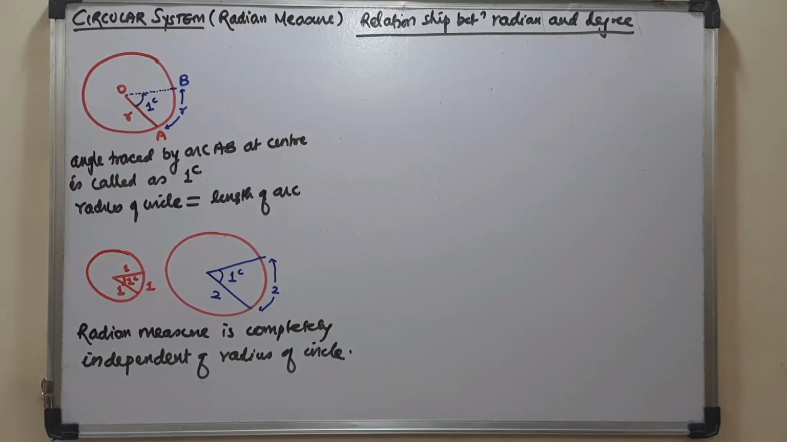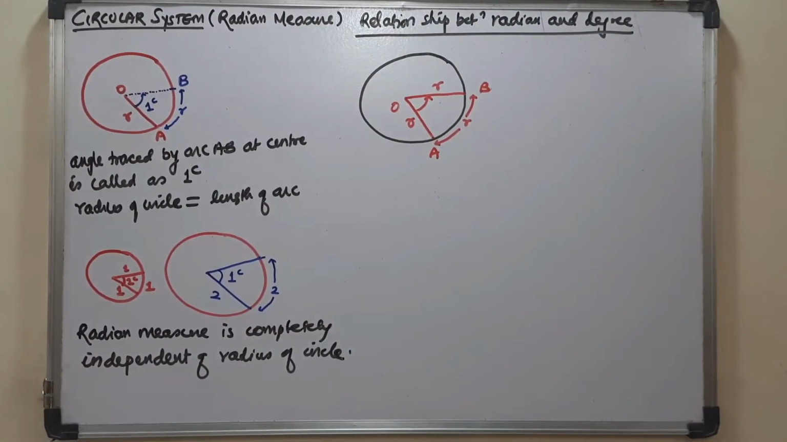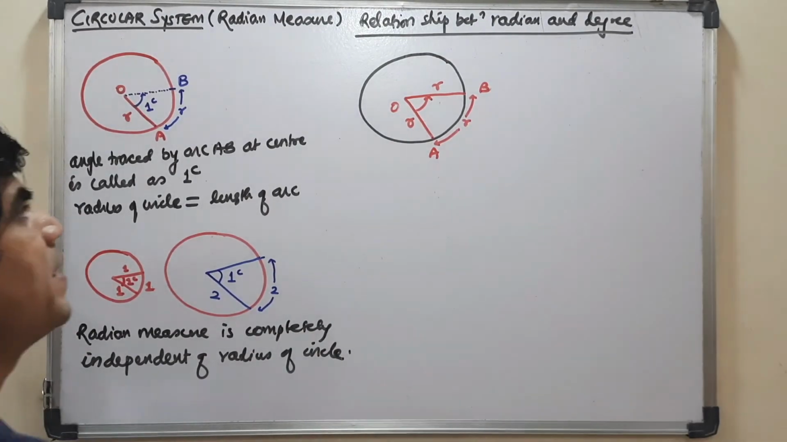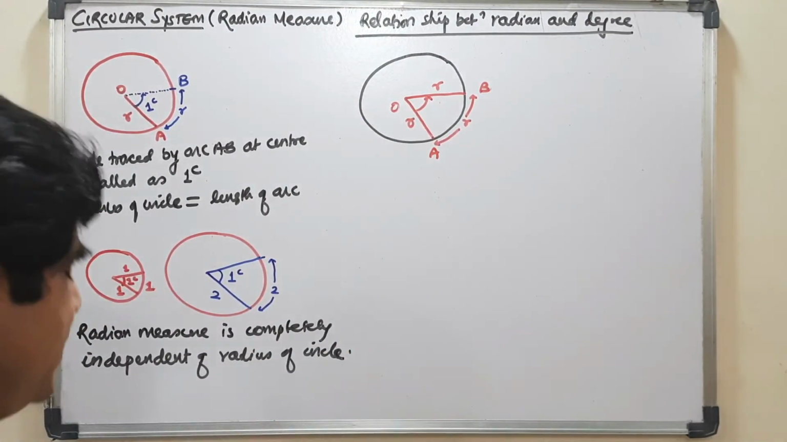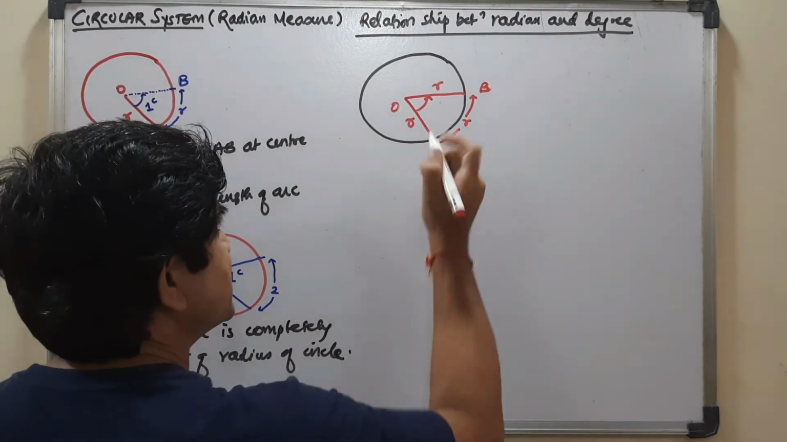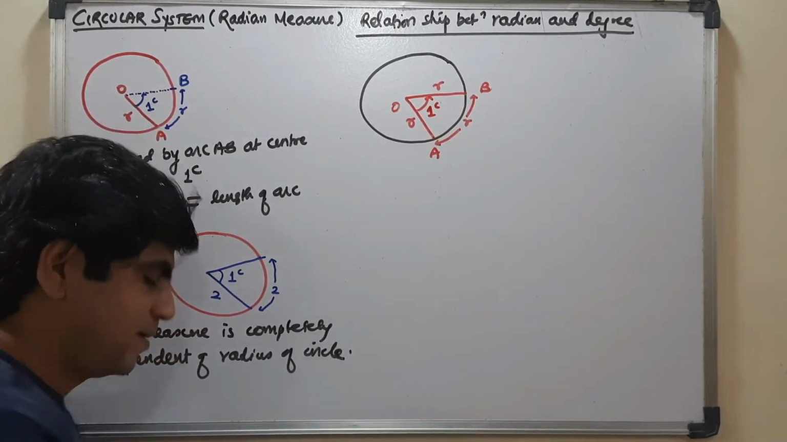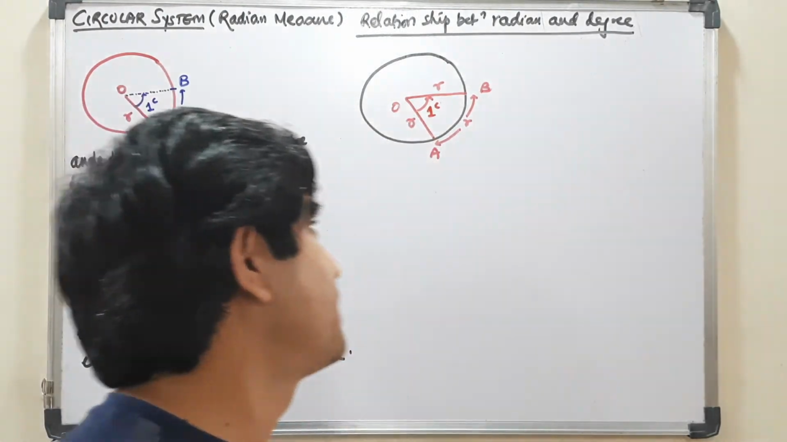Now when I move further, if I have a circle, let me draw a circle first, in which I will take a radian and also relate it with degree. You can see a circle is drawn over here. 1 radian radius is taken and 1 radian is at the center, that is, the angle subtended by the arc is 1 radian.